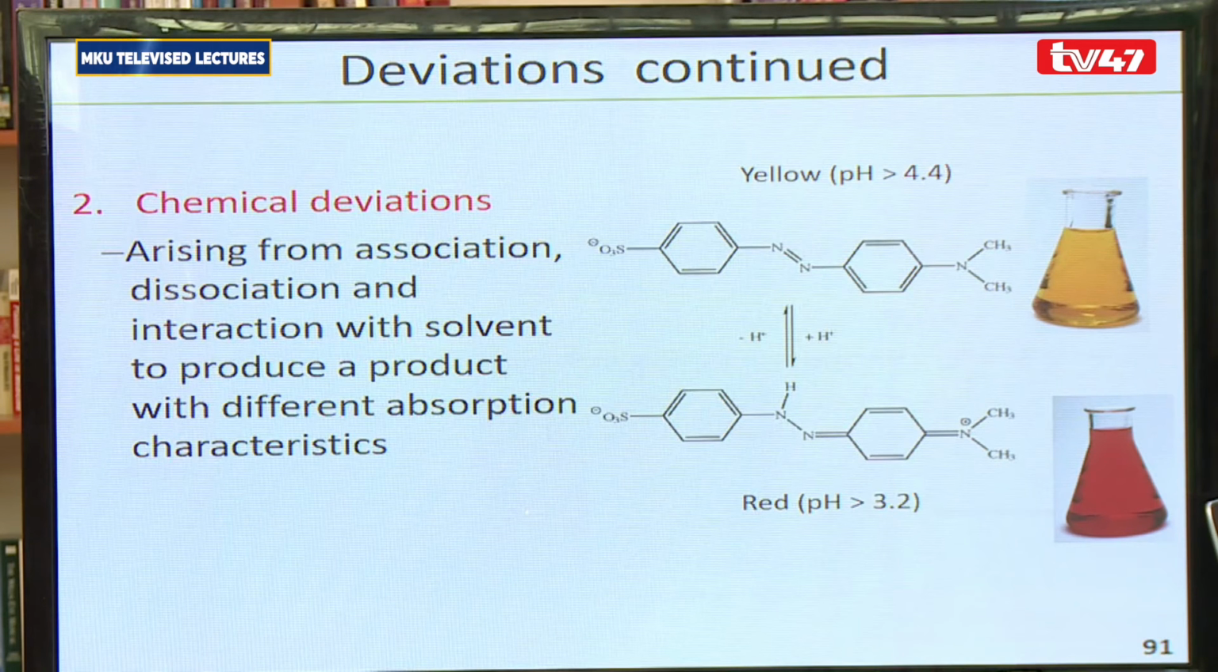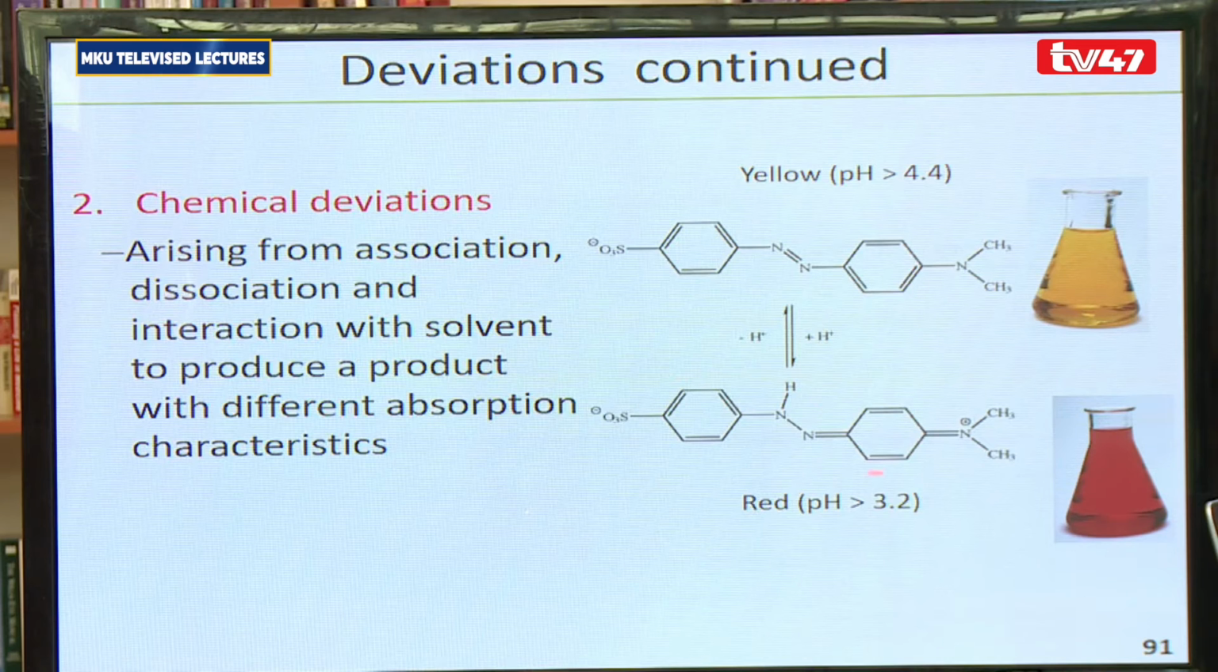We said for this law to be derived, the absorber should not change, meaning it should not change in terms of the ability to absorb radiation. So when you have acid-base chemistry, for example, like we have in the form of indicators, that chemistry changes the nature of the absorbing molecule. In that case, at pH greater than 4.4, this molecule is absorbing, and the color that you observe is orange.